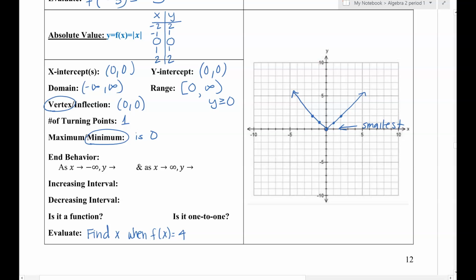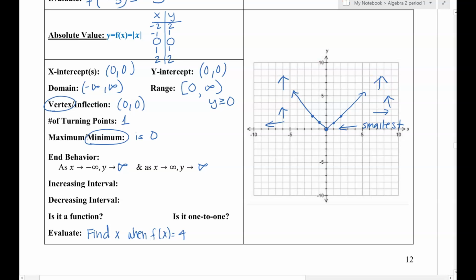The end behavior, as x is going to the left side, which is towards -infinity, y is going up, so that is towards positive infinity. As x is going to the right towards positive infinity, y is going up, so that's also positive infinity. So as you can see, the end behavior here is they're both up and up.